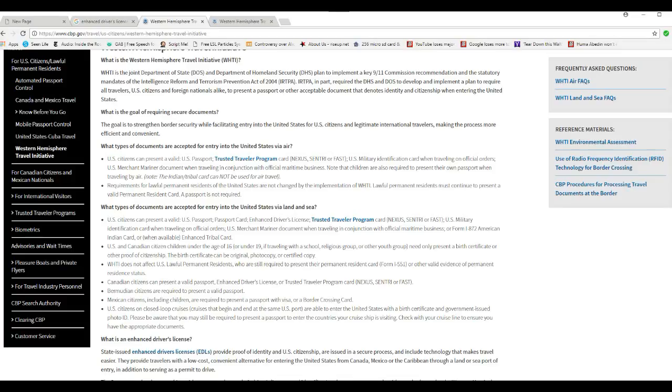What types of documents are acceptable for entry into the United States via air? All U.S. citizens can present a valid U.S. passport, trusted traveler program card (Nexus, Sentry, or FAST), U.S. military identification card when traveling on official orders, or U.S. merchant marine document when traveling in conjunction with official maritime business. Note that children are also required to present their own passport when traveling by air. Note, the Indian tribal card cannot be used for air travel.